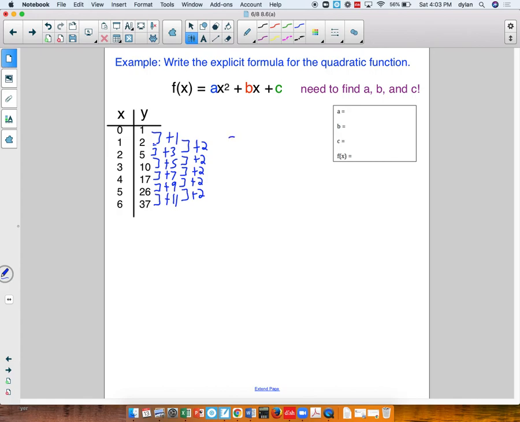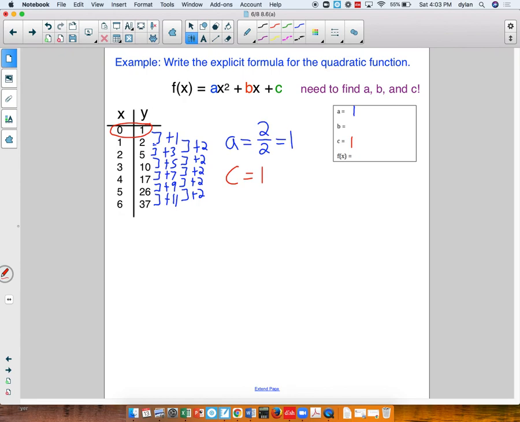And since a is our second difference over 2, in this case, a equals 2 over 2, or in other words, 1. So I've got my first of 3 coefficients that I need, a equals 1. Now, c comes from the y-intercept. So if we look right here, that's our y-intercept because x equals 0. So in this case, we just know right off the bat that c equals 1.